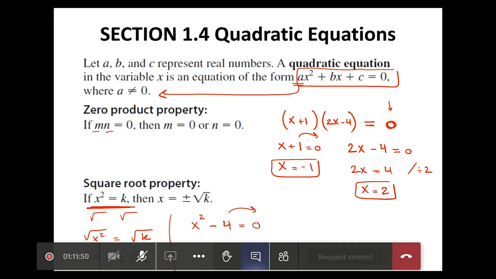Now move the negative 4, we have x square equals 4. After taking the radical, x equals what? What's the radical of 4? Radical 4 is 2. But we have positive negative. Why? Because we take the radical for x square.